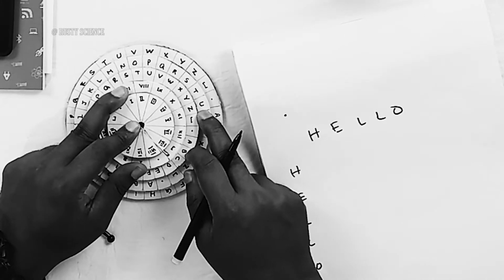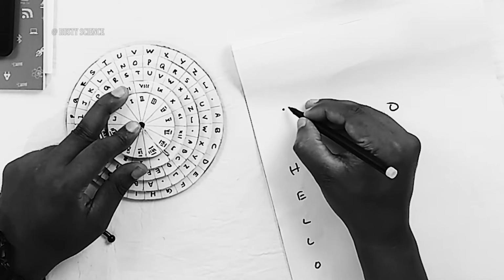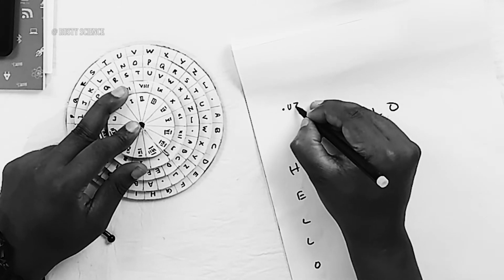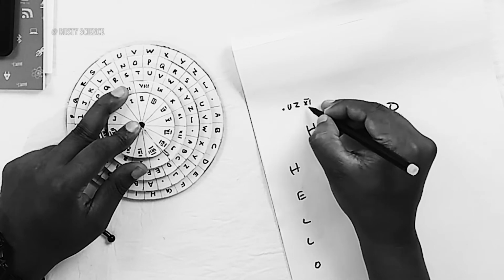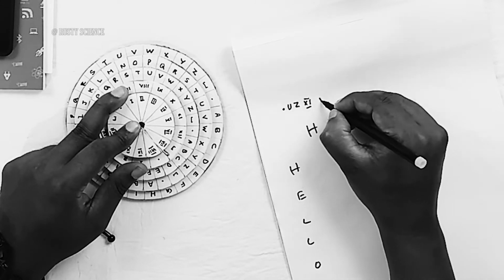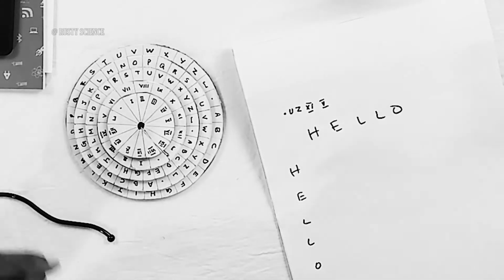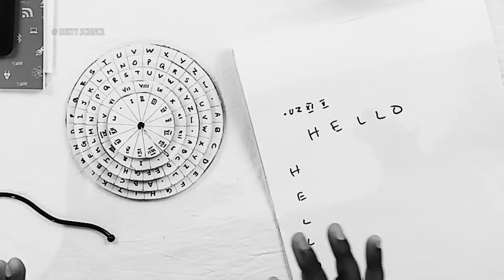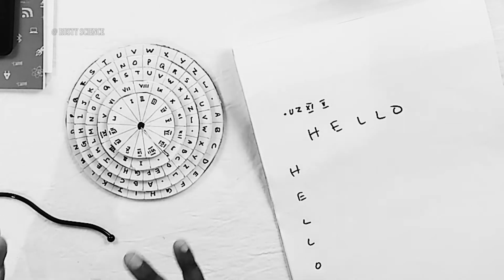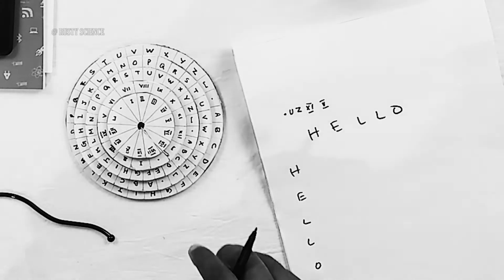Just have a look. Dot, U, Z, and then 11, also a Roman letter, and 5. This is my initial position of the disk. This is very, very essential, otherwise the other person cannot do the reverse shift.